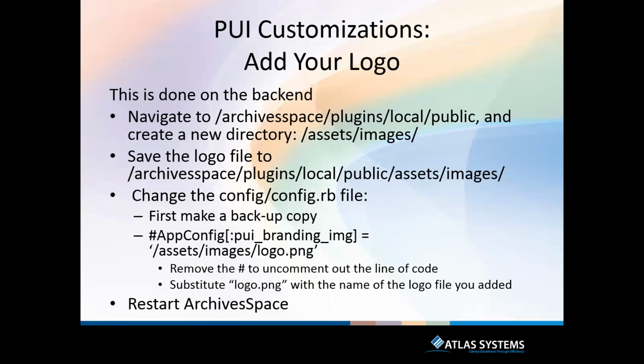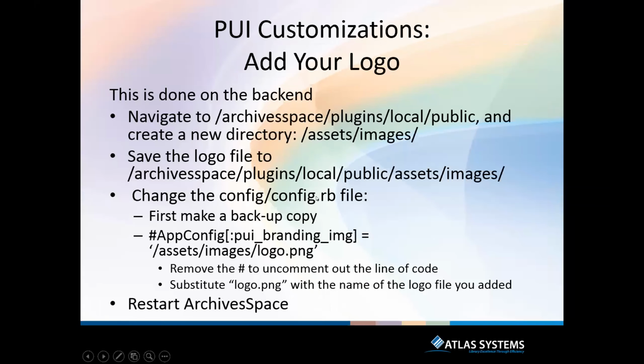The next one is adding your logo, and that's to the PUI specifically. And for that, you're first going to create a new directory. So you'll go back onto your server in ArchivesSpace, you'll find your plugins folder, you'll get to local in there, and then public. I had to create a new folder within public called assets, and then another folder called images, and that's where I saved my new logo file.